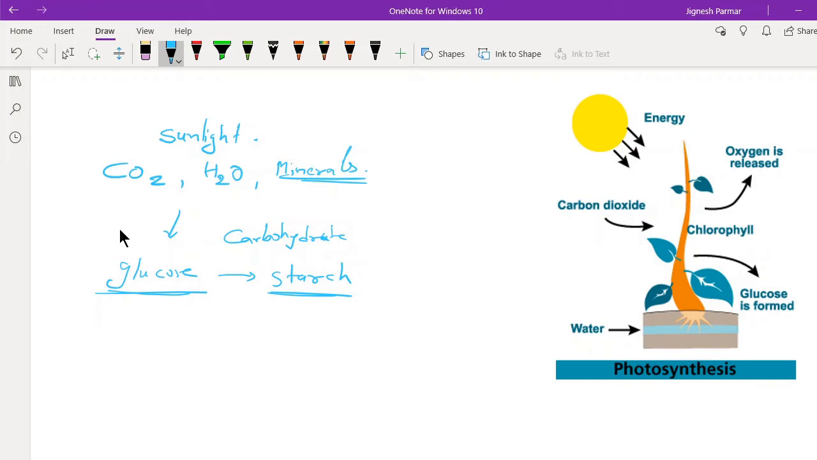What exactly happens in photosynthesis? Carbon dioxide can be taken in which way?